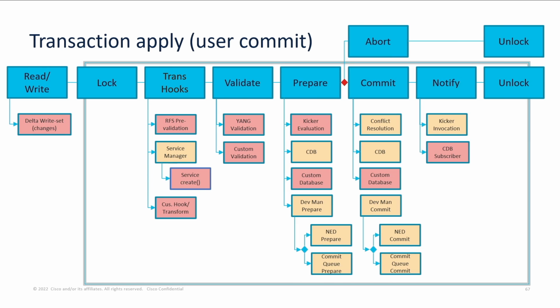prepare and commit phase. And then when the commit phase is done, it's not done either, because at the end, there is a kicker invocation. The kicker invocations are fast because the kickers are then executed asynchronously afterwards. But if you have CDB subscribers, they are part of the transaction until the time you say done. So you can hold the transaction by your own subscription code.